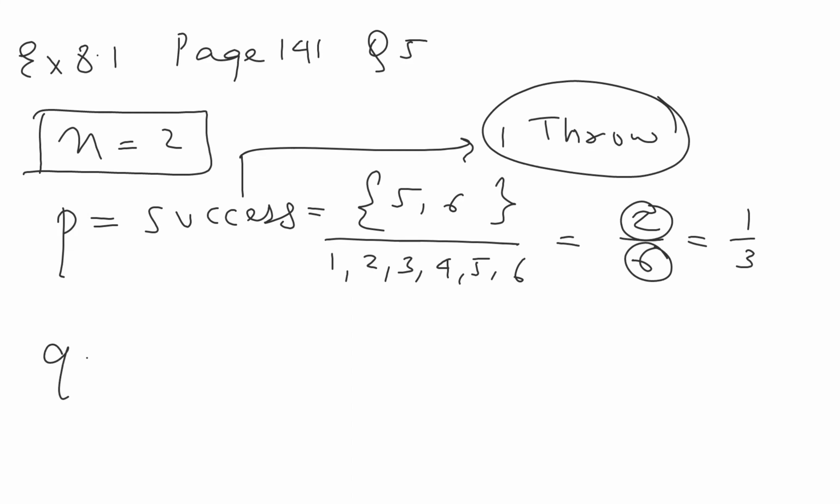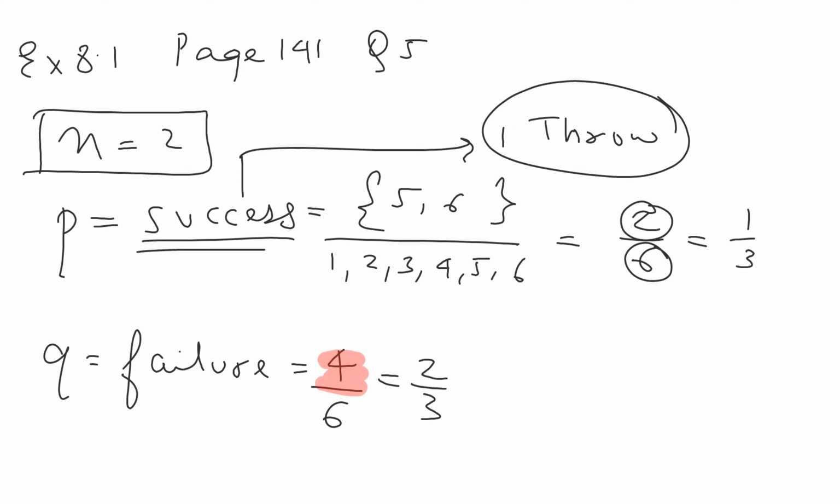And let Q be failure, which is equal to the remaining numbers. So 4 out of 6. Which four remaining numbers? The four numbers are 1, 2, 3, 4, because these four numbers are not greater than 4. They are less than or equal to 4. So this is equal to 2 by 3. So we got the probability of success and the probability of failure in one throw.